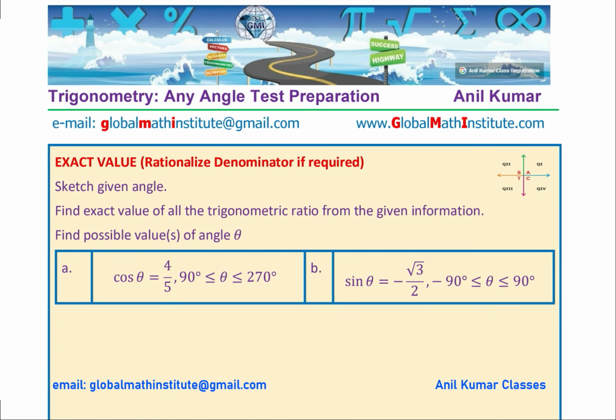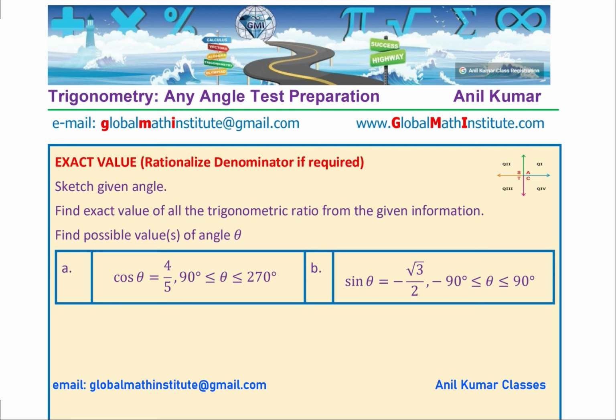It says, sketch the given angle. Find the exact value of all trigonometric ratios from the given information. Find possible values of angle theta. Cos theta is 4 by 5. We are given that theta is between 90 degrees and 270 degrees. And it is positive, right? So that is one of your questions.